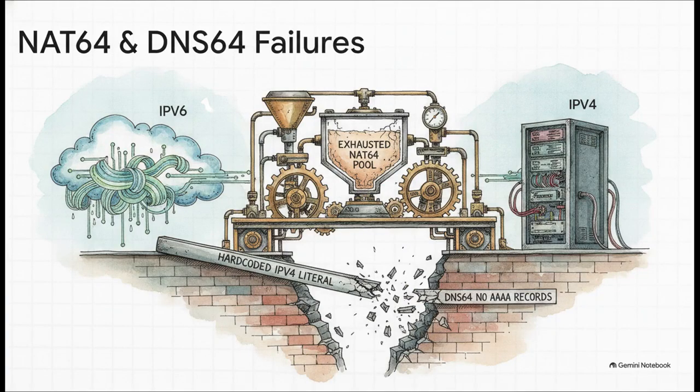Now, if you happen to be supporting an IPv6-only client environment that still needs to reach legacy IPv4 servers, failures often stem from your translation layers. Common culprits here include exhausted NAT64 pools, which cause connection timeouts, or legacy applications that hardcode IPv4 literals, like trying to connect directly to 1.2.3.4. That completely bypasses DNS64 and breaks the connection entirely.